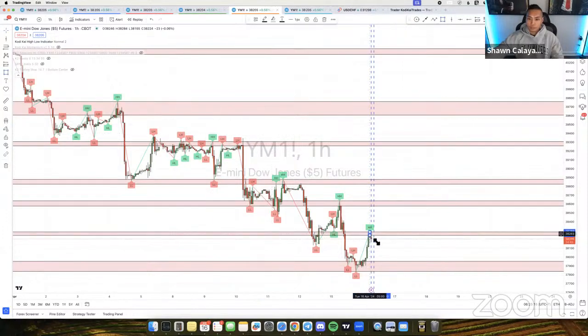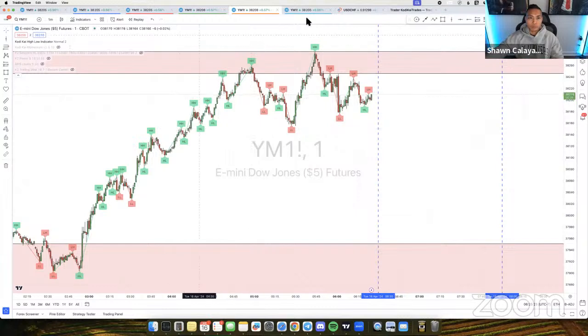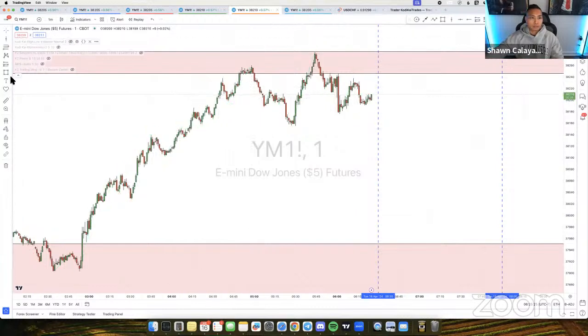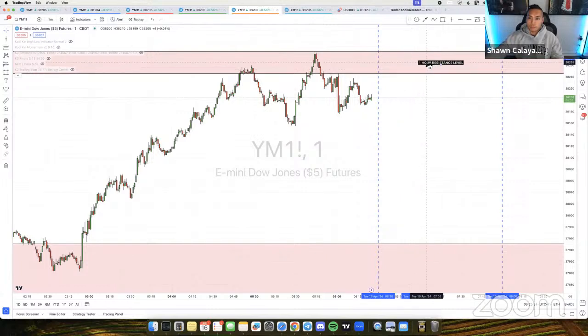There's this structure here, which is sort of pending. I mean, I'll change it if we need to, but for the most part, I'll leave it as is. So there goes the current structure right now. This would be the 1-hour resistance level. And this would be the 4-hour support level.